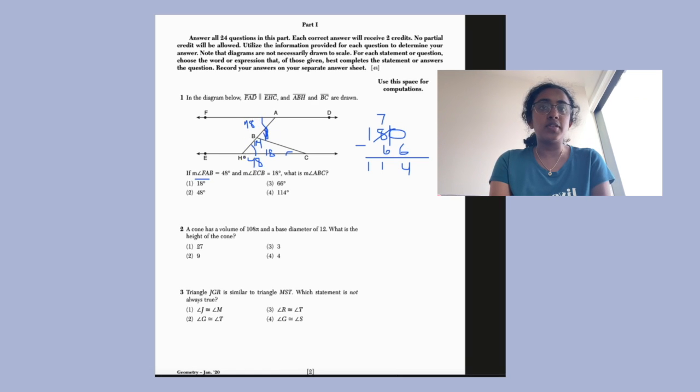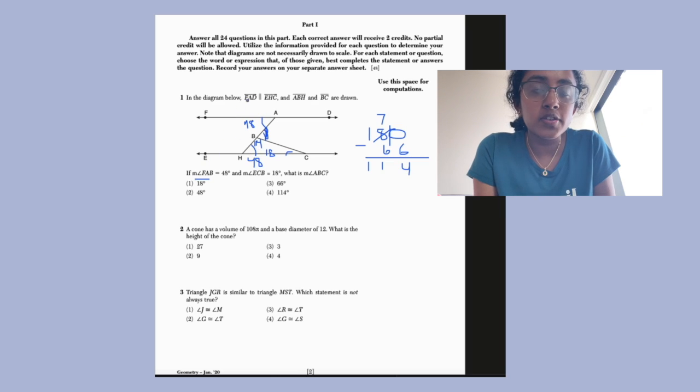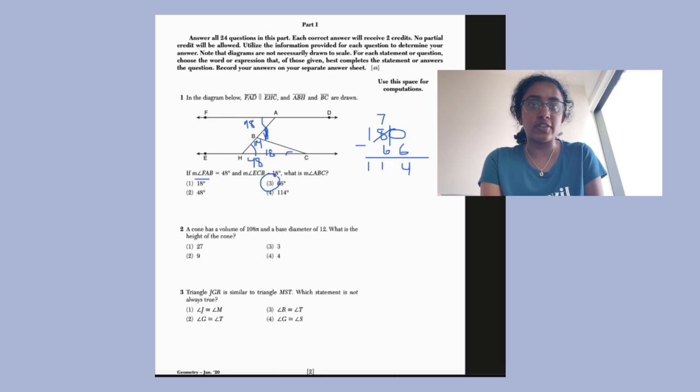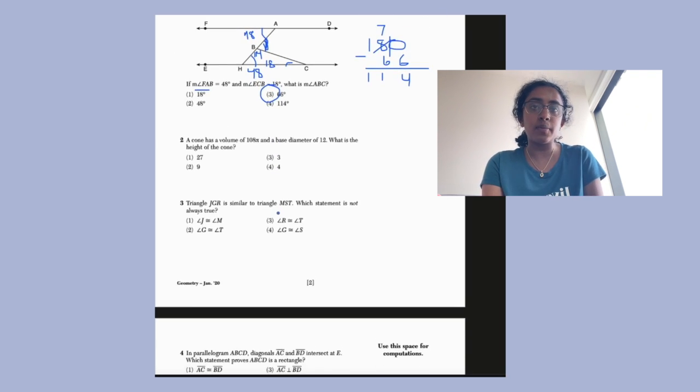And then, what can we see here? This is a 180-degree angle here that these two angles make up. These two angles are supplementary. If we go back to our song, complementary angles add up to 90 degrees. Supplementary angles add up to 180. So if this is 180, then measure ABC would have to be 180 minus 114. That would have to be 66. So that is our answer. Yay, we're doing so well.